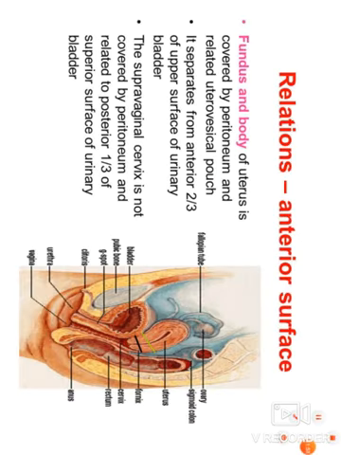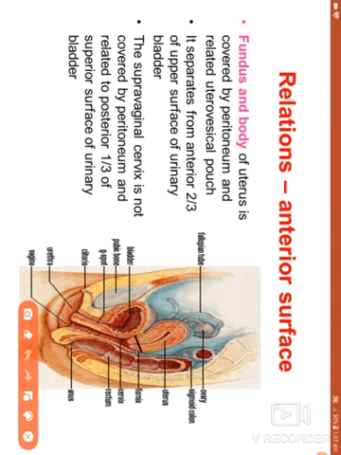Then next are the relations of the uterus. This is the sagittal view of the female pelvis: pubic symphysis, sacrum, coccyx. This is the rectum posteriorly. Anteriorly, this is the urinary bladder. This is the uterus. Above the green line is the fundus and body. Below the green line is the cervix.